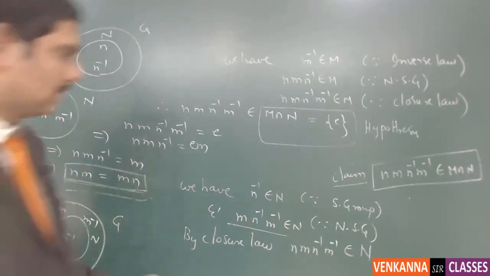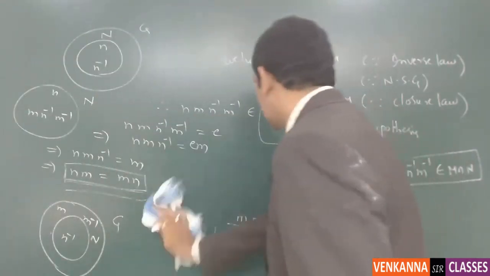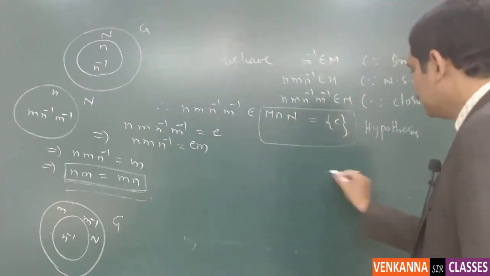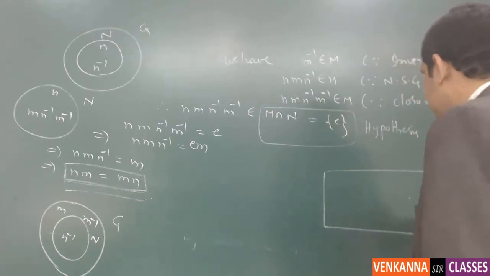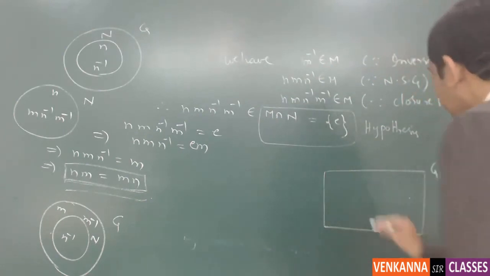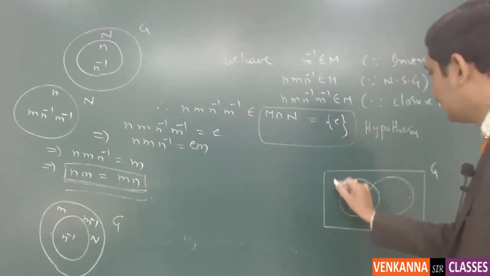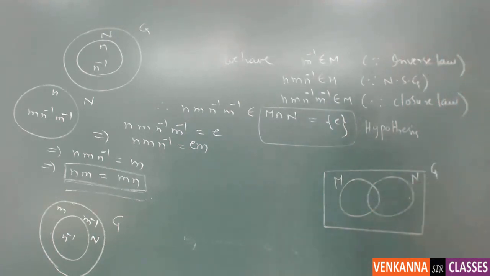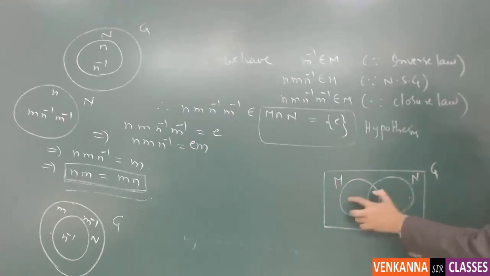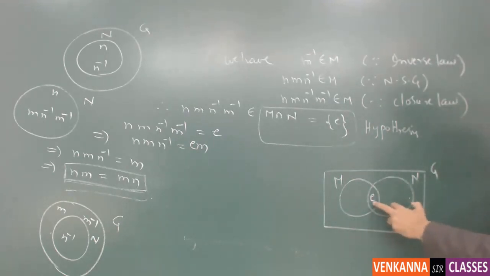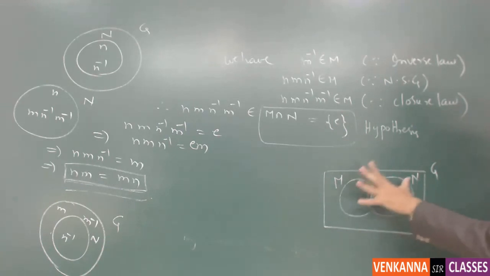So let me draw the picture here which gives the overall view. I have been given a group G. It has two normal subgroups, M and N. The intersection of these two sets is nothing but only one element, E. Except E, there is no other element in the intersection. This is the actual data.